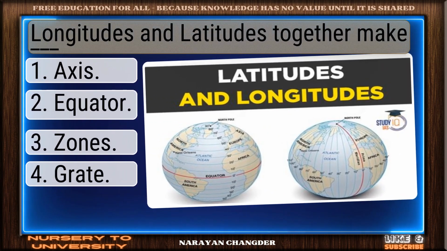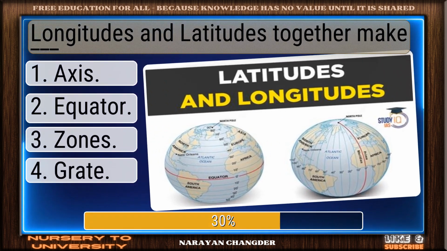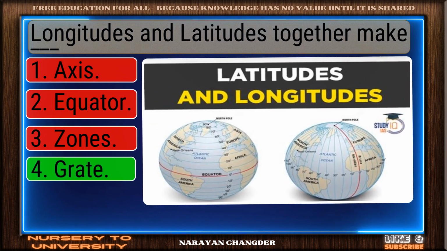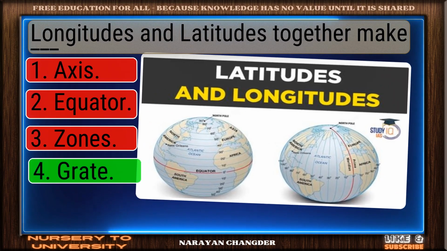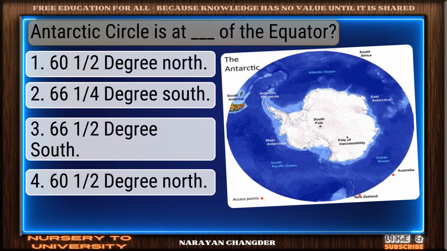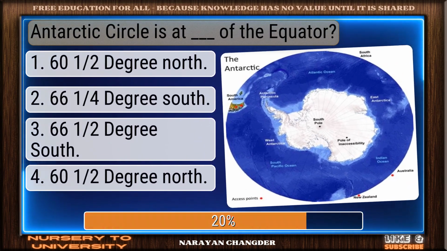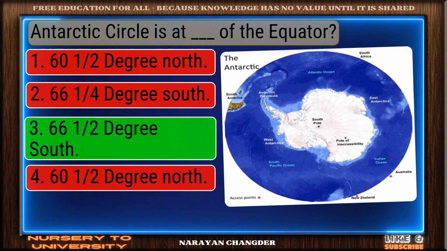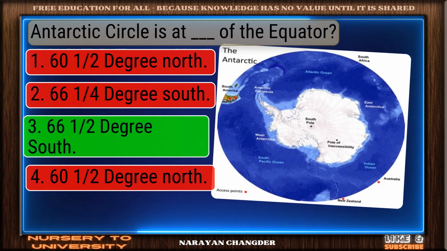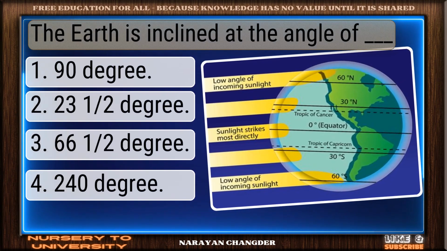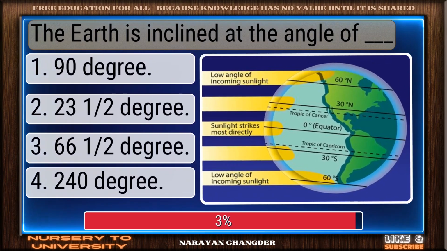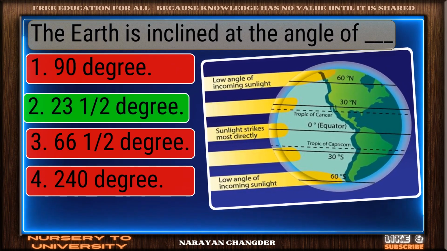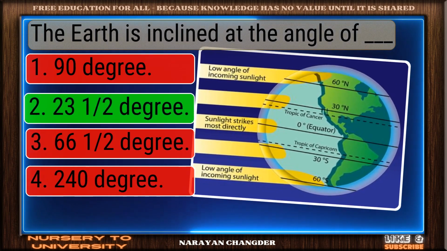Longitudes and latitudes together make dash. Well picked. Grid is the correct answer. Antarctic Circle is at dash of the equator. Correct. 66 1/2 degrees south is the right answer. The Earth is inclined at the angle of dash. Sharp thinking. 23 1/2 degree is the right choice.